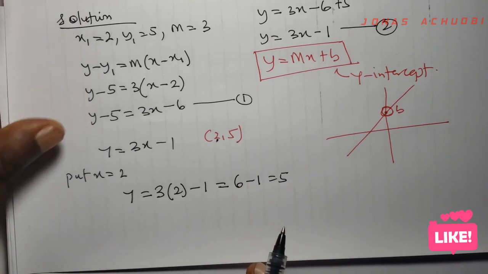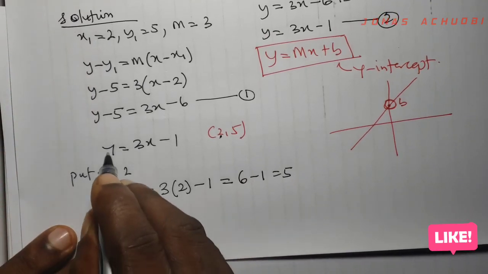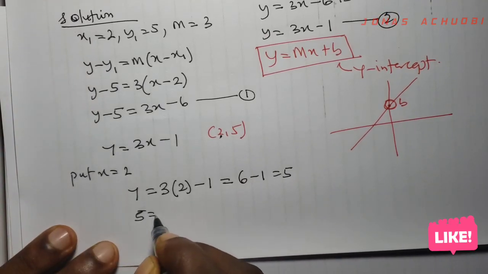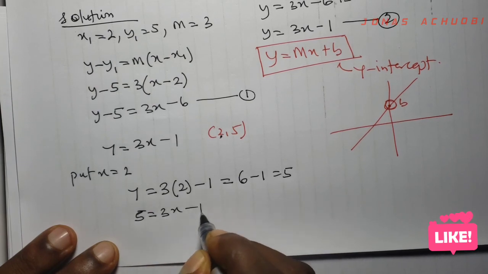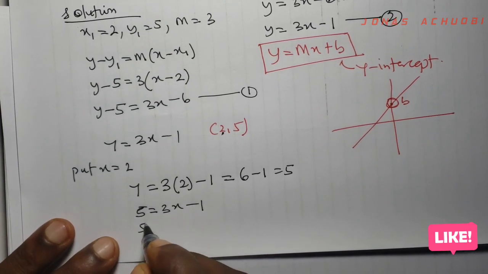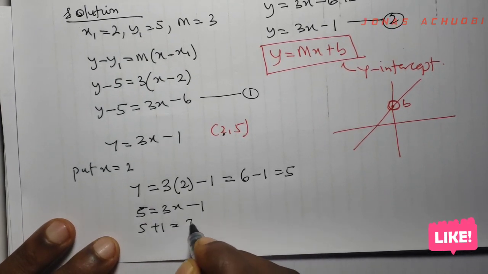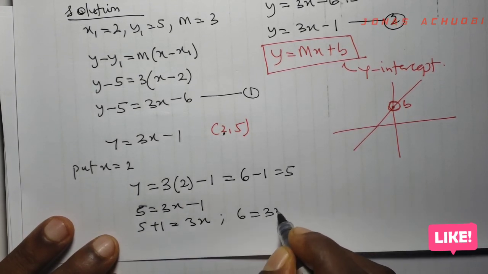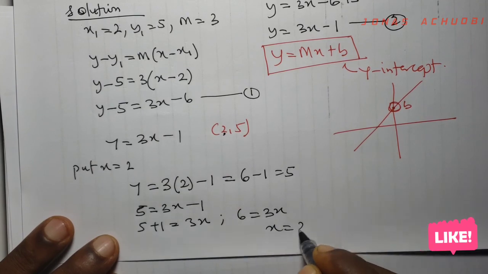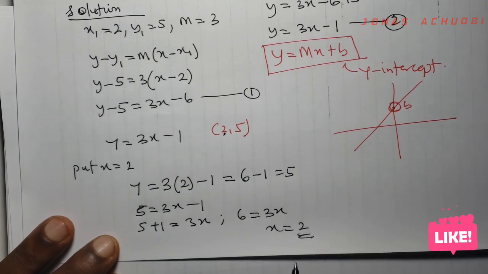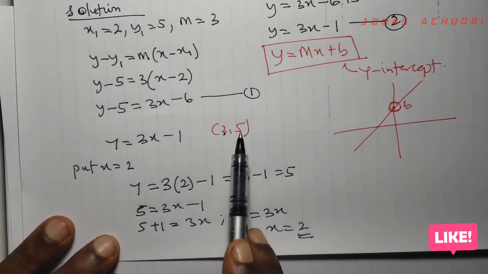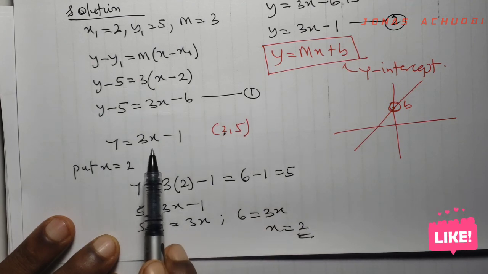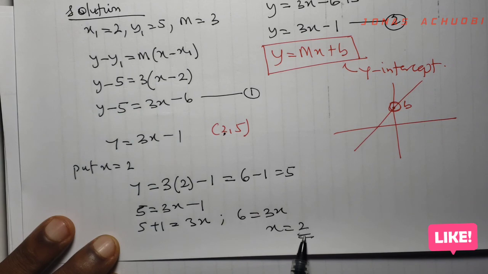Also, if we plug in the y coordinate, which is 5, what do we get? We have 5 equal 3x minus 1. So we have 5 plus 1 equal to 3x. So 6 is equal to 3x and x is equal to 2. We see again that when we plug in the y value of the point into the equation of the straight line, we get the x coordinate.